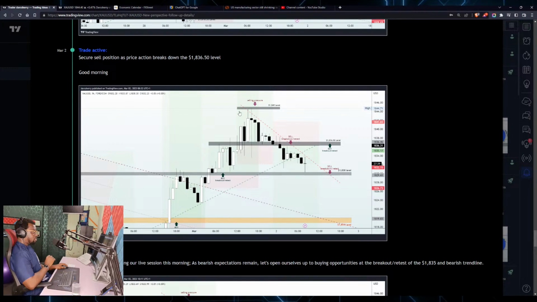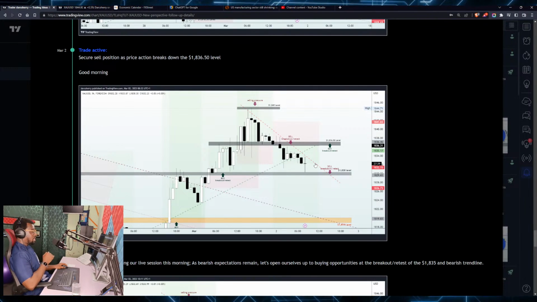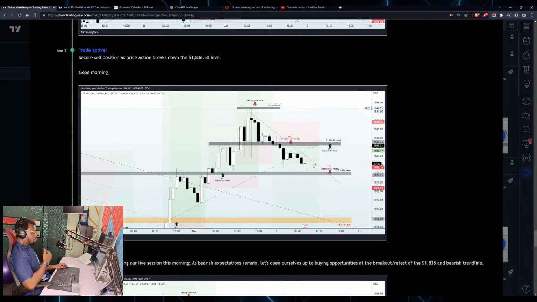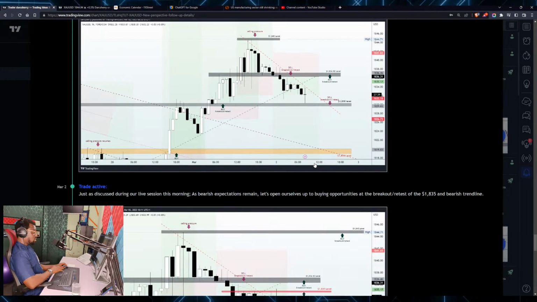And we also had a bearish trend line that was guiding our trading activity for yesterday. And I told you yesterday that for those who had sold below the 1,836.50 level, we want to be moving our stop loss, securing the current sell position as we look forward to the possibility of the breakdown of the 1,830 level to give us another opportunity to sell. And I told you we're going to be using that bearish trend line as a yardstick, as if price action breaks out of that trend line, then that will be negating all bearish expectation in this market.